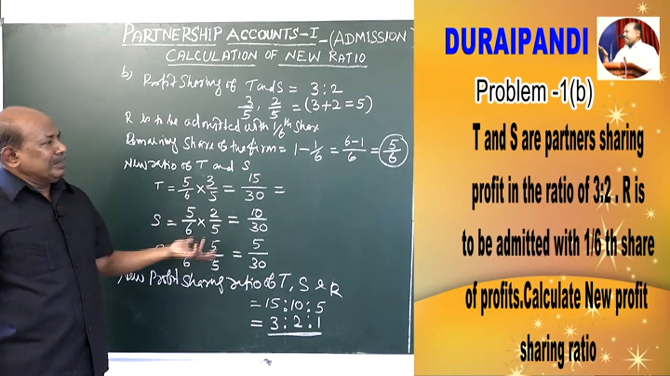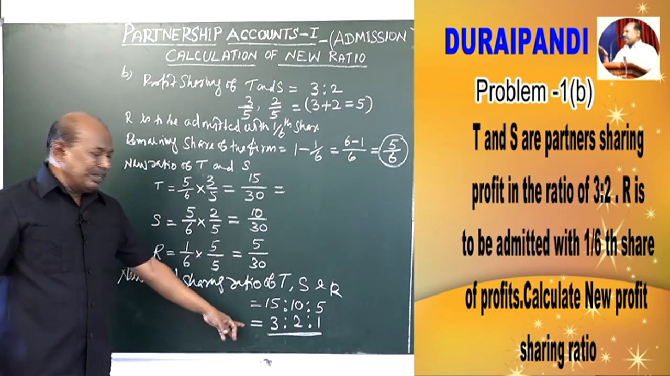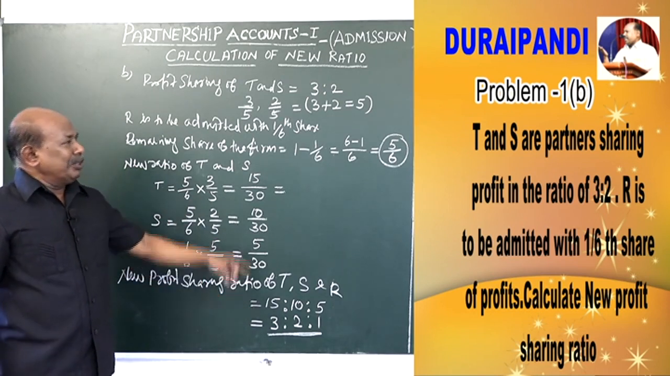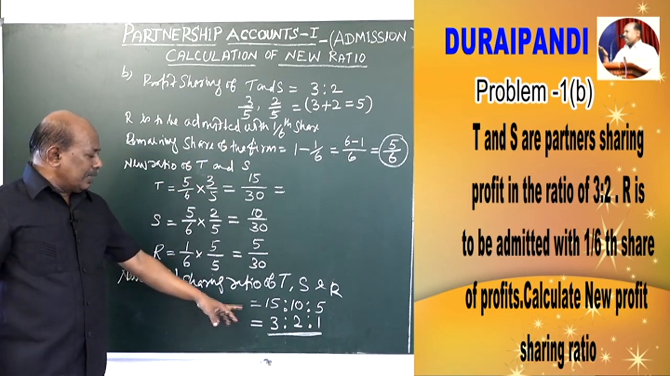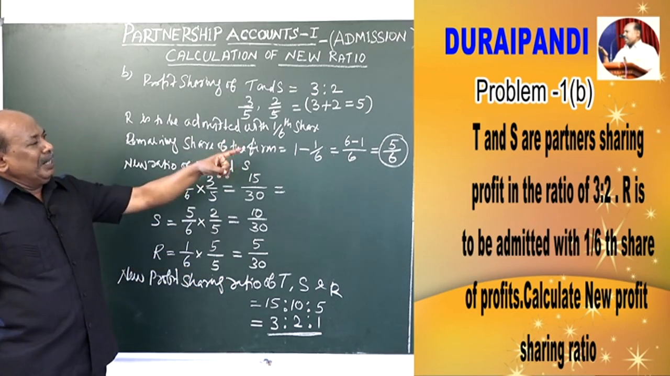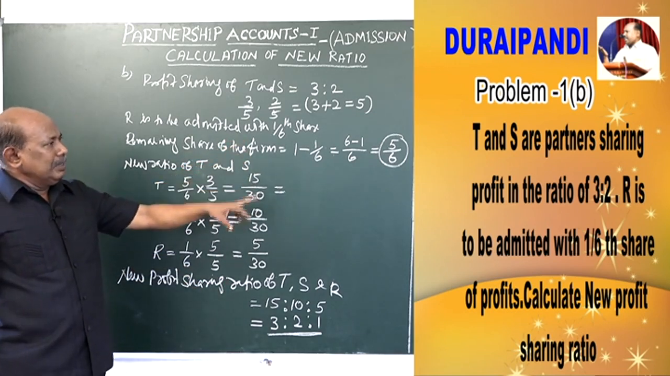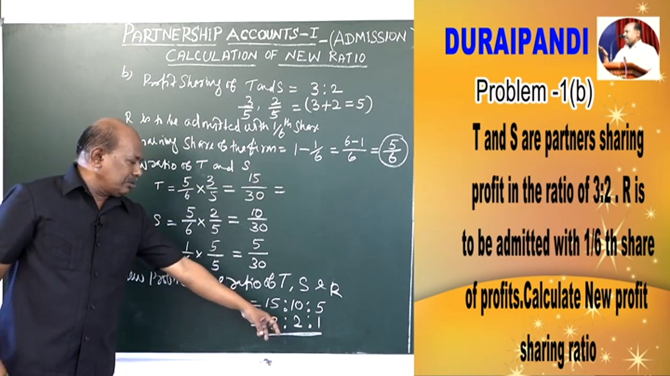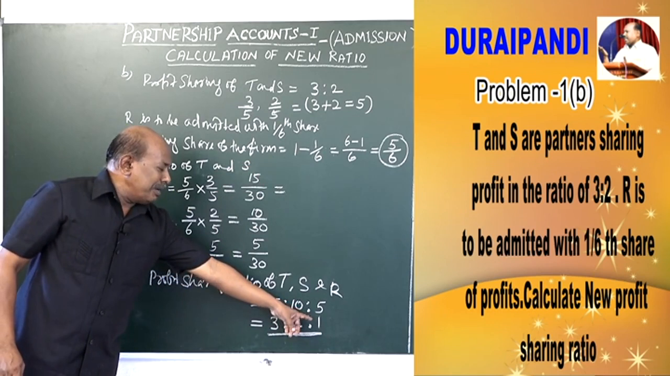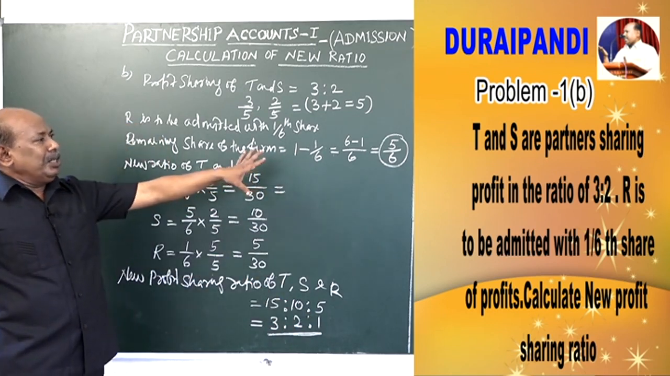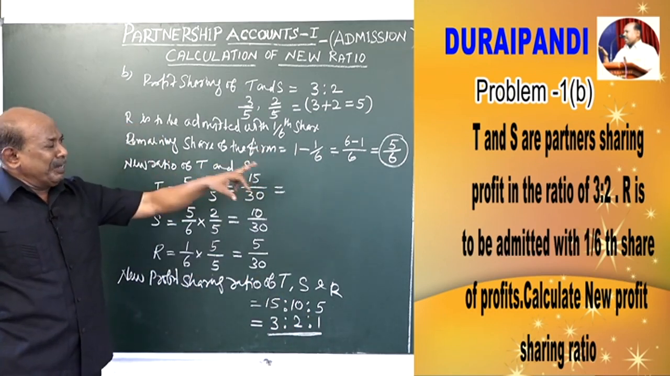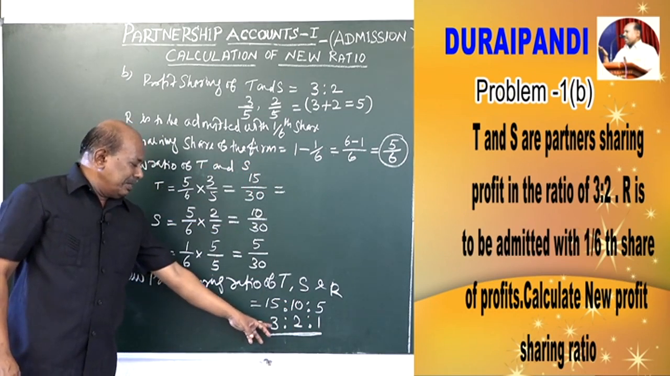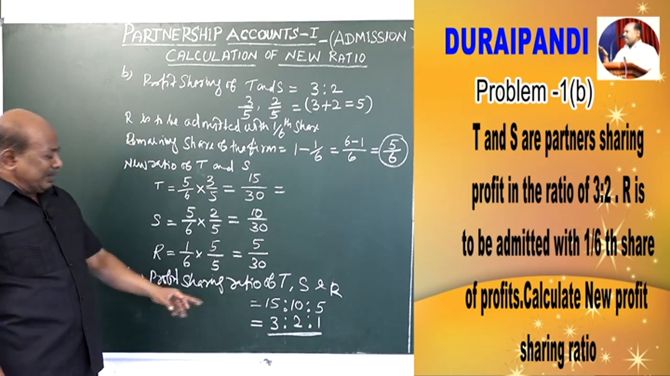Here, what is the difference between the previous problem and this problem? Here the ratio between T and S does not change. Their ratio was already 3:2, and here also it is 3:2. The one added is the new partner's share in the firm, that means 1/6. This is the new profit sharing ratio of T, S and R.